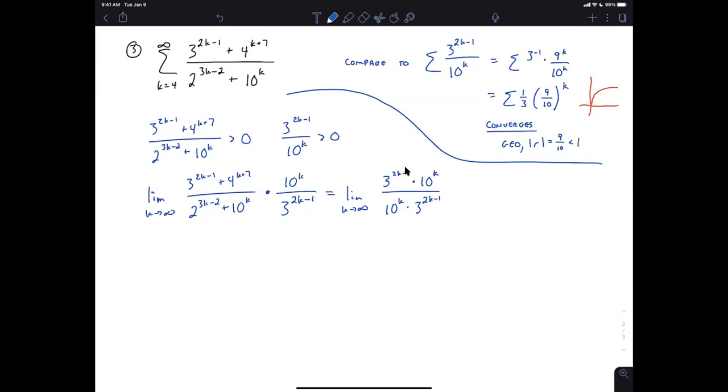Why is this now, even though this looks kind of complicated, why is this easy? What's this limit? What do you guys think? Wouldn't it just be one? Yeah, it's just one because it all cancels out. Does that make sense to everybody? Okay, it's significant that that is a number and that it's positive. So both series do the same thing. Well, the easy one converges. So the harder one, the original one, converges.